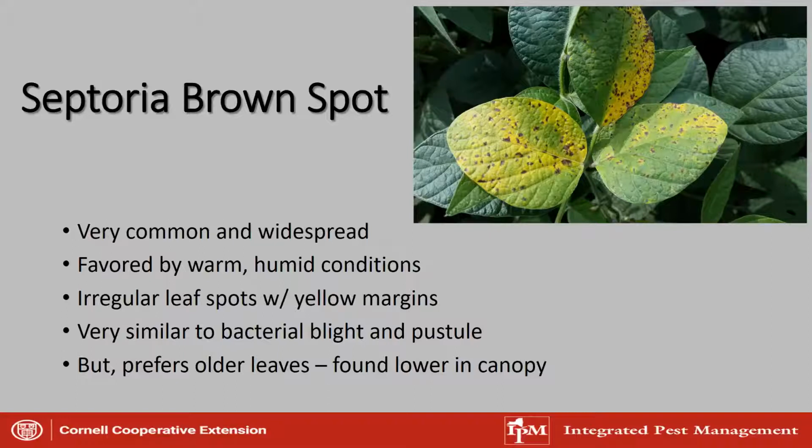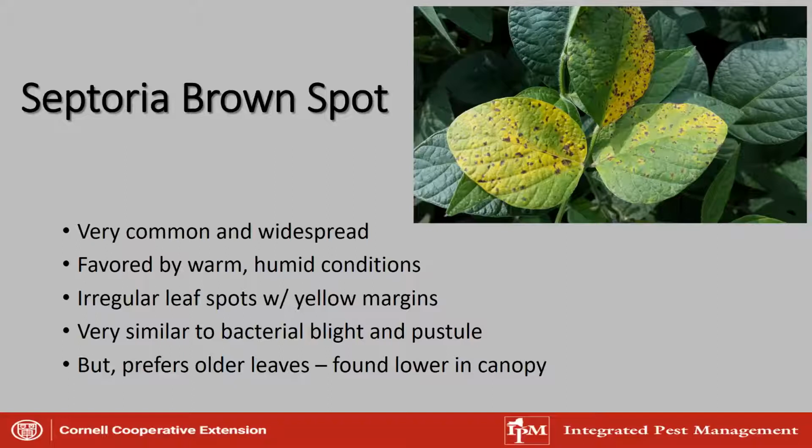These lesions are just kind of irregular. They cause some yellow chlorosis. Sometimes it's right around the lesion. Sometimes it turns the whole leaf. This pathogen starts typically lower in the canopy and then makes its way upward.